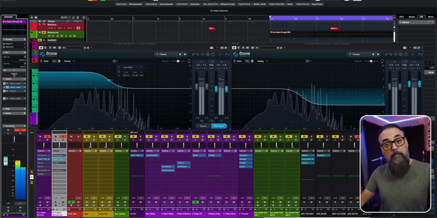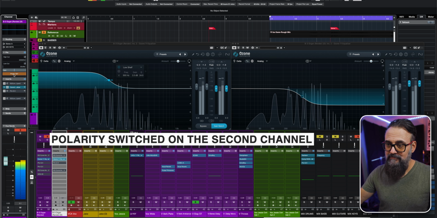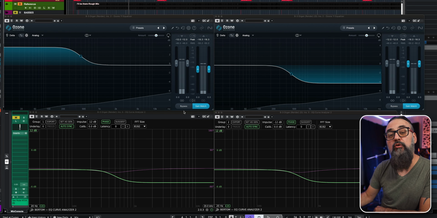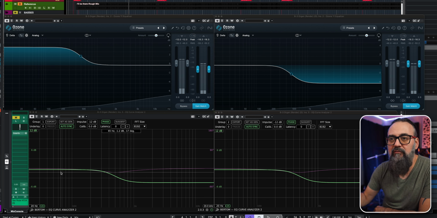Okay, now I'm going to switch the polarity on the second channel. Nothing. Absolutely nothing. Okay, so if we go back and look at the EQs we had on my example, I added on top of that an EQ curve analyzer to analyze the outcome of the null test.